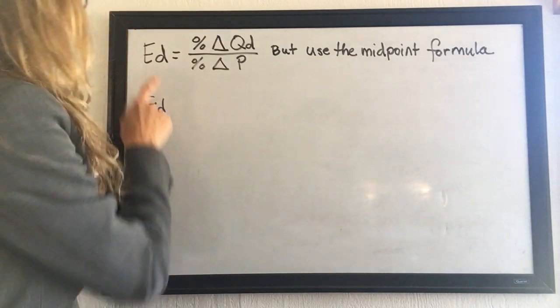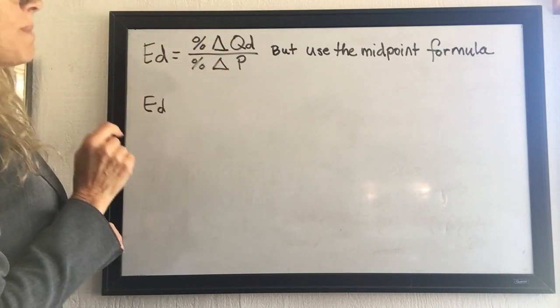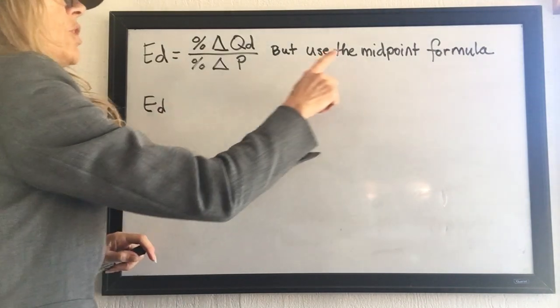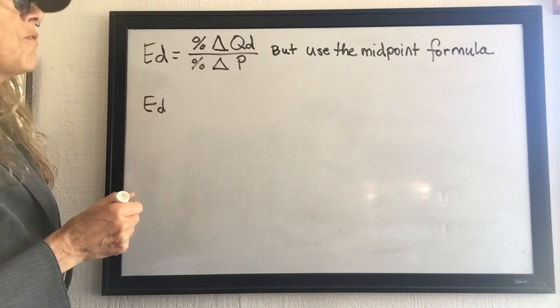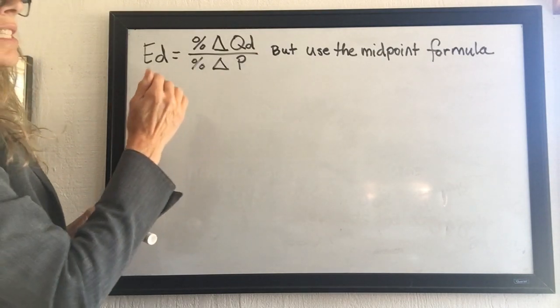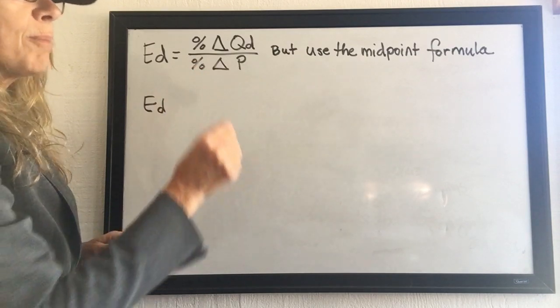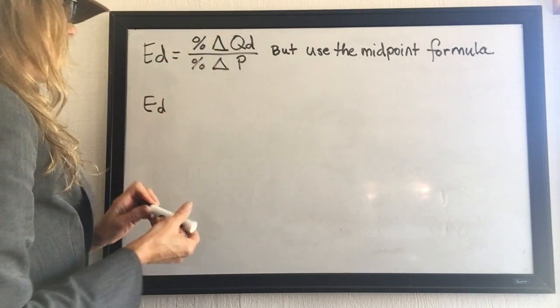Okay, we're back again. Elasticity of demand is the percent change in the quantity demanded over the percent change in price, but you want to use the midpoint formula. So let's look again at what that midpoint formula looks like. We're looking to calculate the elasticity of demand midpoint between two prices which have associated quantities demanded.